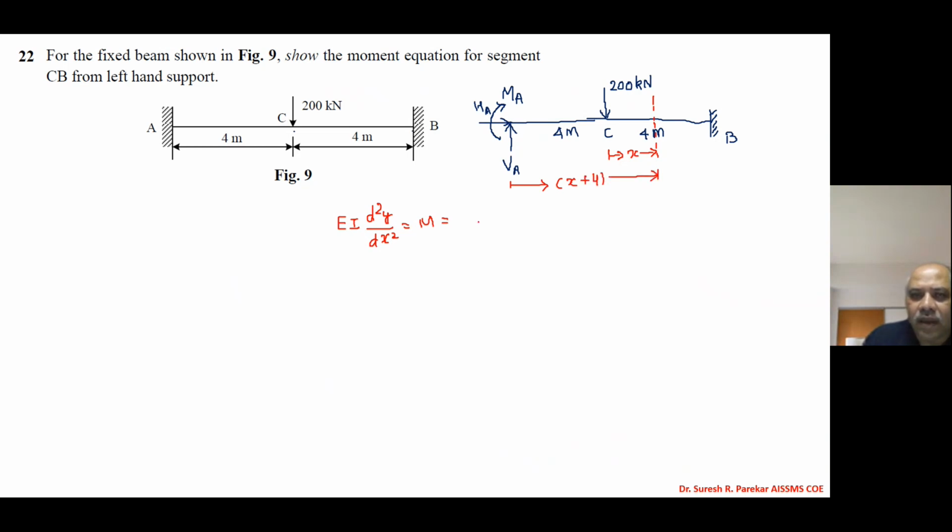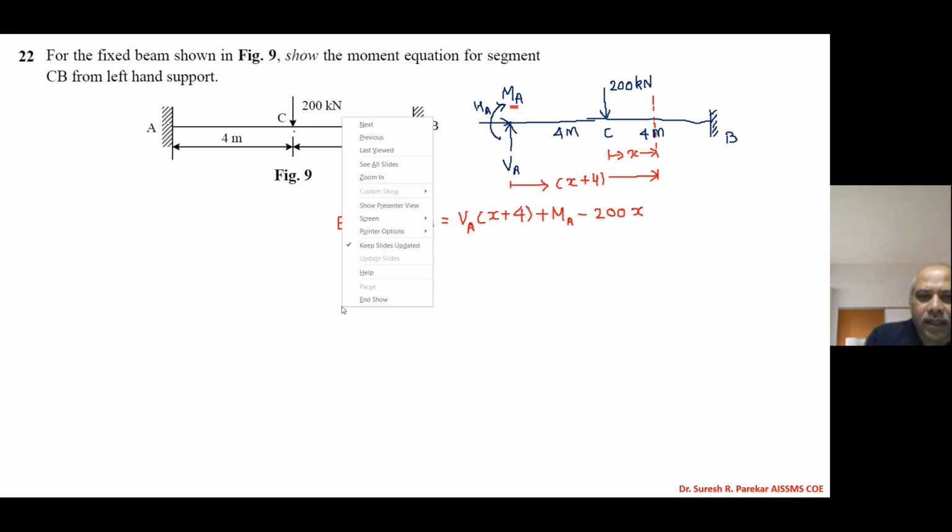So we have this is VA into x plus 4 clockwise, so plus. Then we have MA, this is also clockwise, so we have plus MA, we need not require to multiply by any distance because itself is moment. And then we have due to 200, this distance is x, but is anti-clockwise, so minus 200 into x. This is moment equation.